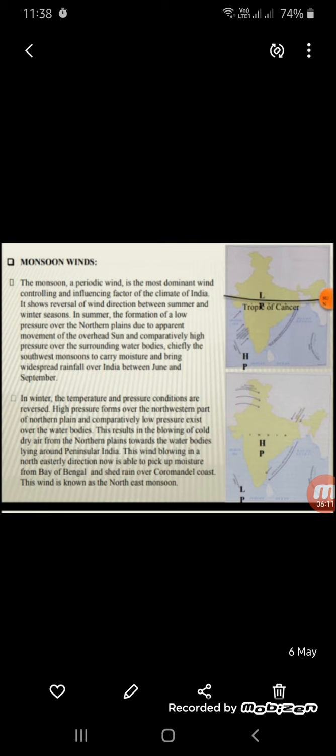is able to pick up moisture from the Bay of Bengal and shed rain over the Coromandel coast. Now the Coromandel coast, as you know, lies on the eastern portion of the Indian subcontinent, and this wind is thus known as the northeast monsoon. So monsoon as a wind influences the climate of India to a large extent.